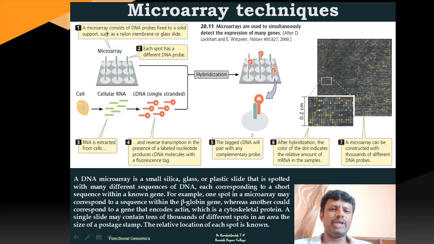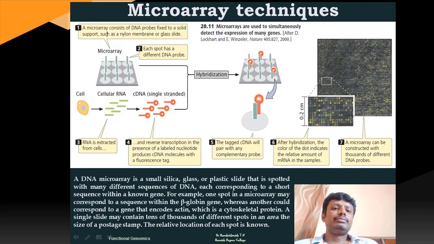There is a group of techniques called microarray techniques. A microarray is a small silica glass or plastic slide that is spotted with many different sequences of DNA. Is that clear? Each spot corresponds to a short sequence with a known gene sequence. For example, there are many spots here, one will correspond to globin, another one will correspond to actin, which is cytoskeletal in nature.